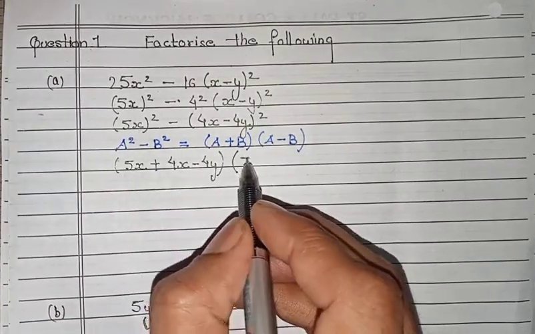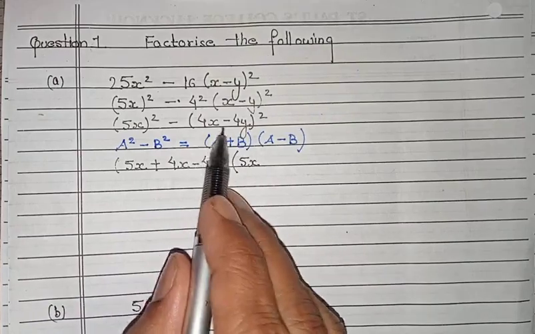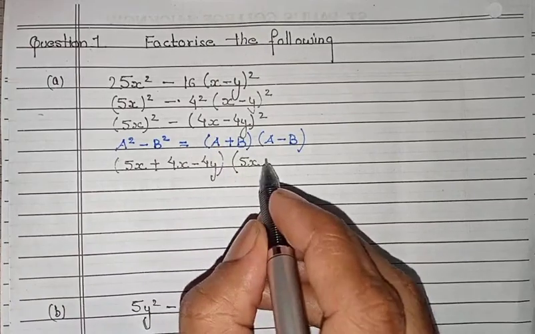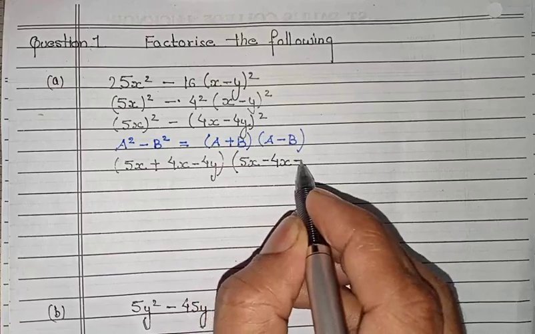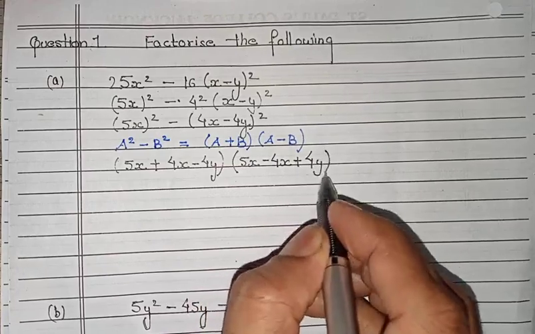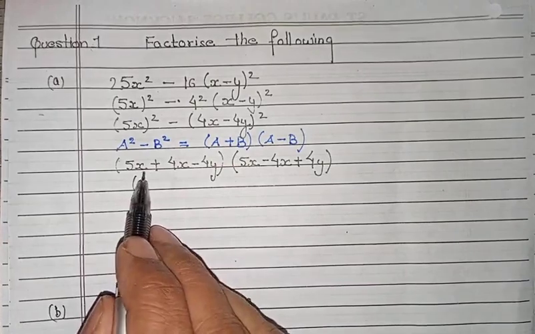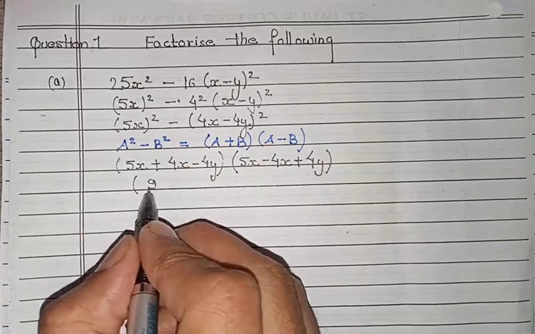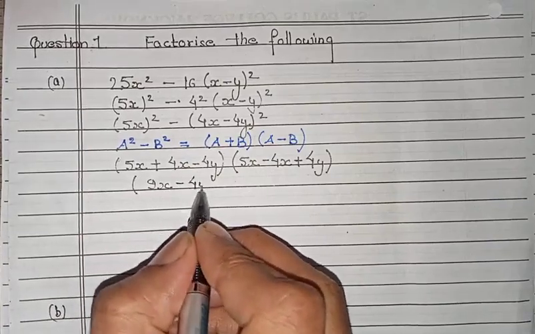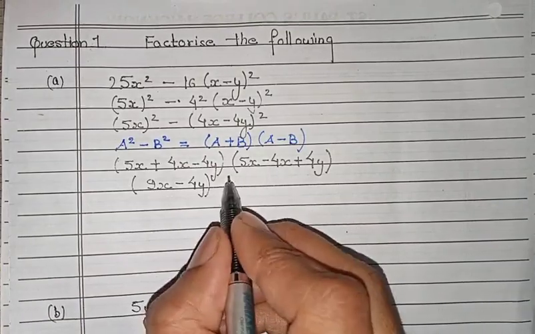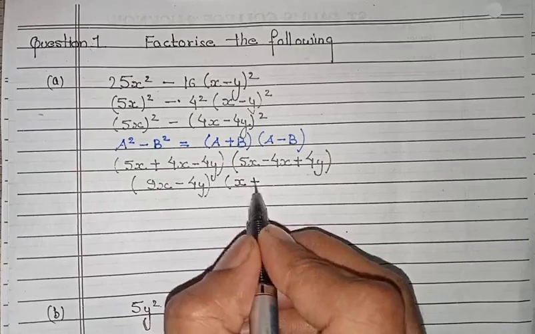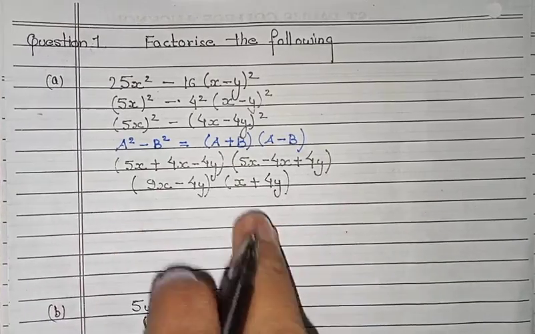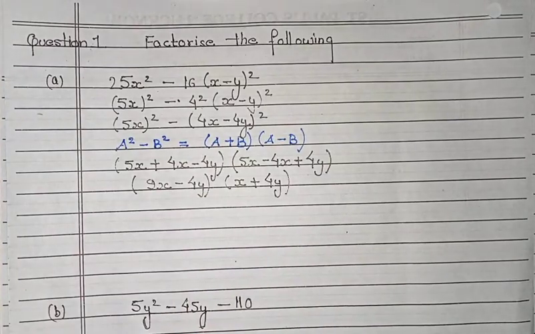This is a. Now when you have to subtract b, you will change the sign, right? You are subtracting b, so this becomes minus 4x plus 4y. Now if you simplify in this bracket, you get 5x plus 4x, that will give you 9x minus 4y, and here you will be getting x plus 4y. So this will be the factorization of the first question.